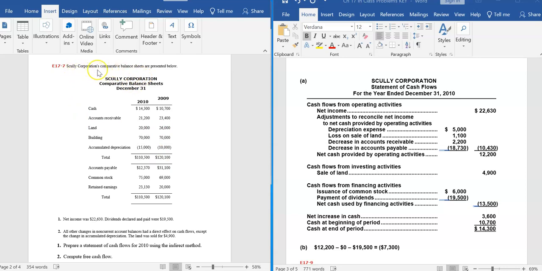So this is Scully Corporation's comparative balance sheets. So here is the balance sheet from last year, and here is the current year's ending balance sheet. It gave us additional information here.